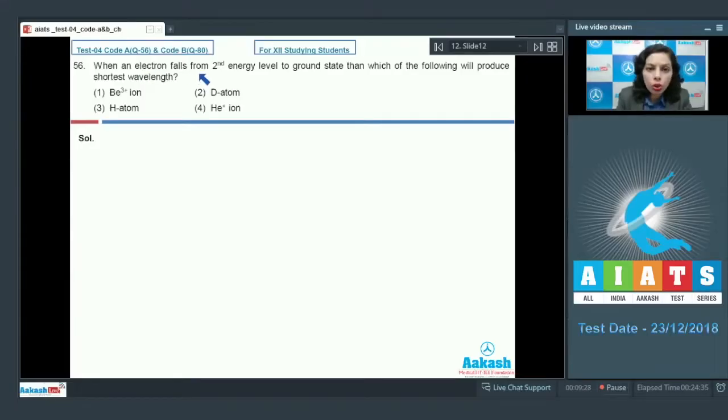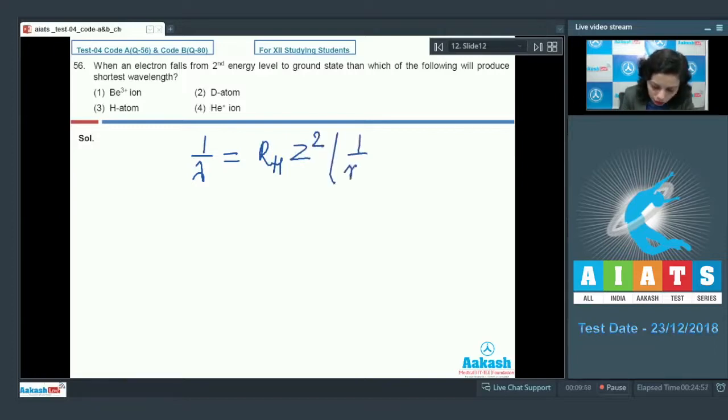When an electron falls from second energy level to ground state, which of the following will produce the shortest wavelength? So here we have to consider the formula: 1 by lambda, that's wavelength, is equal to RH Z square, that's Rydberg constant, Z square, times 1 by n1 square minus 1 by n2 square. This is the formula that we use.